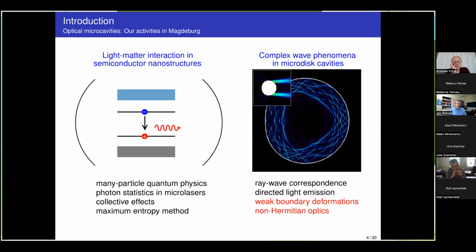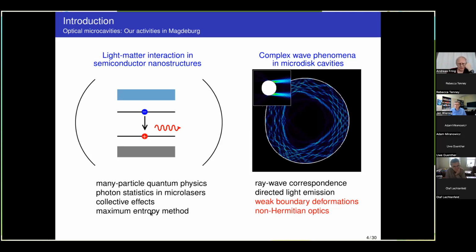Now let me mention what we're doing in my group. Almost everything is somehow related to optical microcavities. Roughly half of the people are studying semiconductor nanostructures which are embedded in these microcavities, for instance, semiconductor quantum dots. You can place them in these microcavities and then you can study light-matter interaction. For instance, we look at many-particle quantum physics, photon statistics, mainly in microlasers.